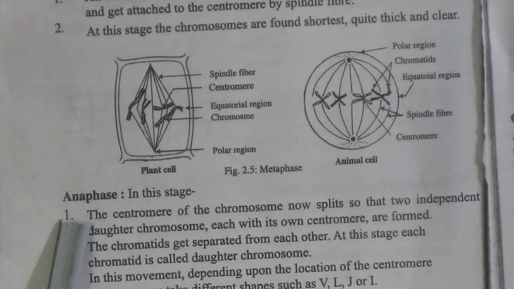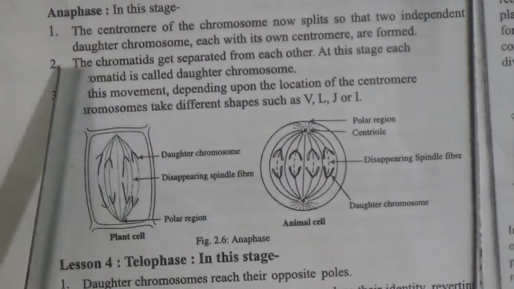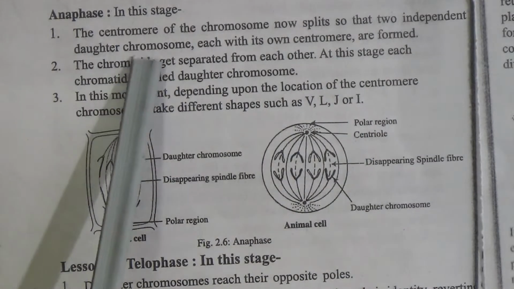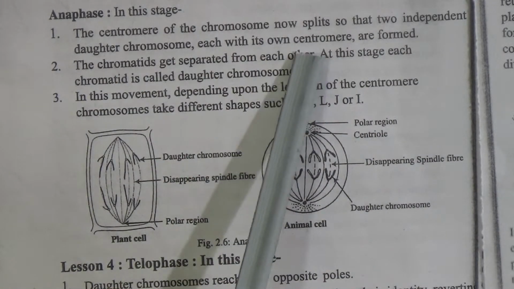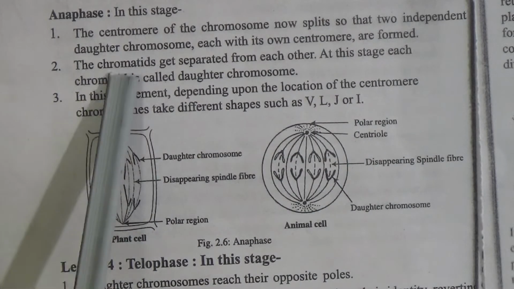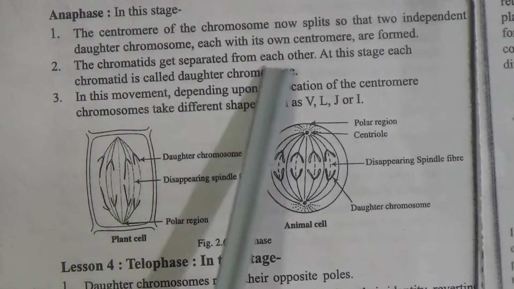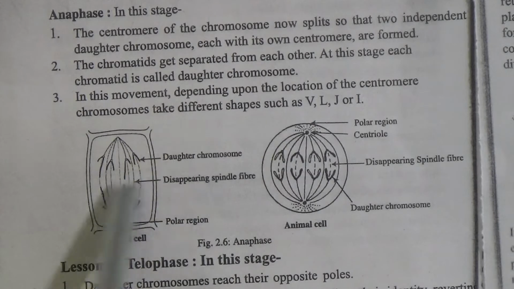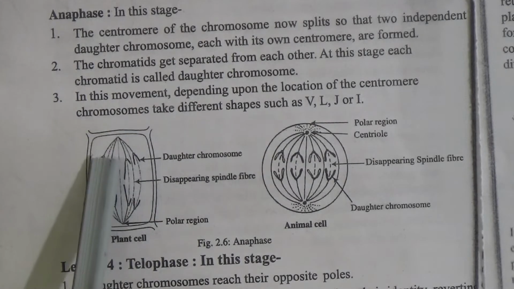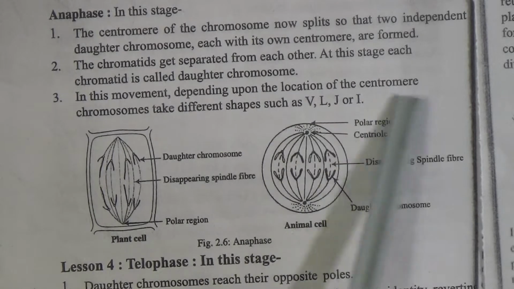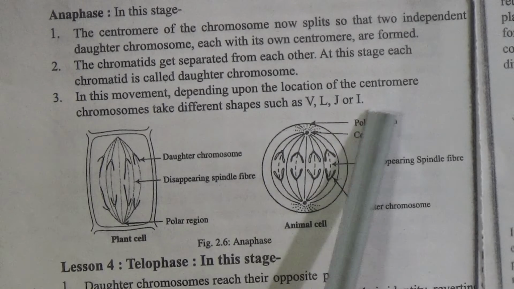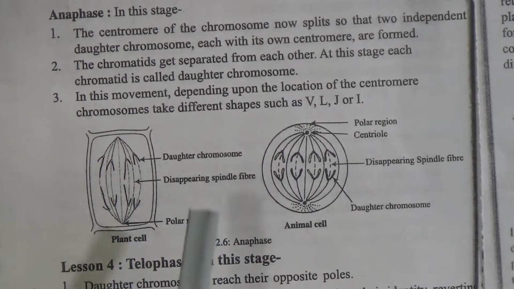Okay, my dear students, I hope all of you have understood this stage. Then come to the next stage, anaphase. In this stage, the centromere of the chromosome now splits so that two independent daughter chromosomes, each with its own centromere, are formed. Number 2, the chromatids get separated from each other at this stage. Each chromatid is called a daughter chromosome. And number 3, in this movement, depending upon the location of the centromere, chromosomes take different shapes such as V, L, J or I. Now see the figure.